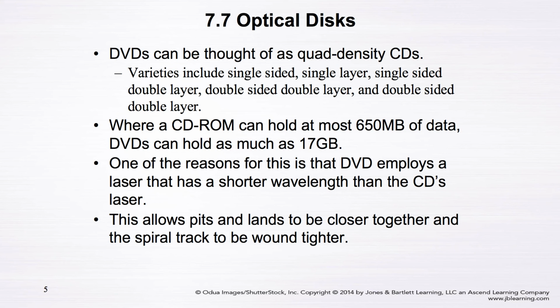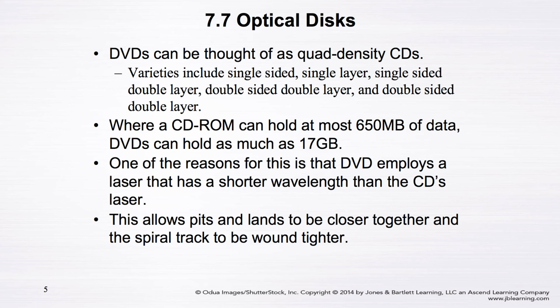The second optical disk we call DVD. It can be thought of as a quad density CD. There are varieties including single-sided single layer, single-sided double layer, and double-sided double layer. Different standards for different DVDs also provide different storage capacities. One CD-ROM can hold at most 650 megabytes of data, and a typical DVD can hold as much as 17 gigabytes of data.